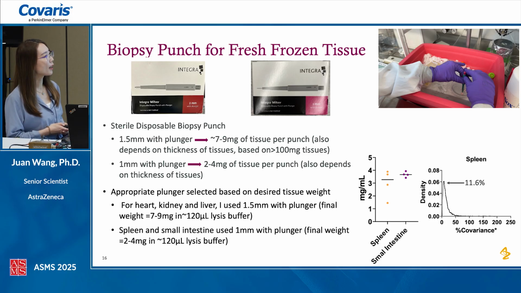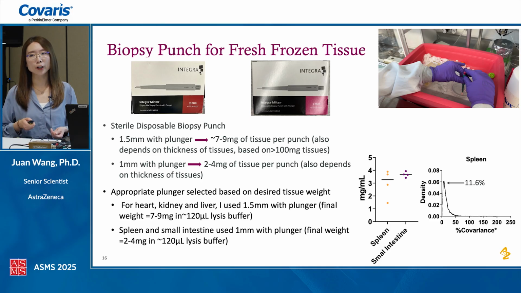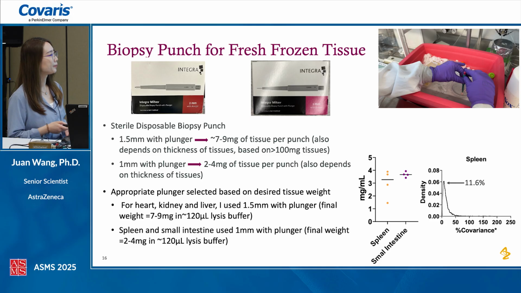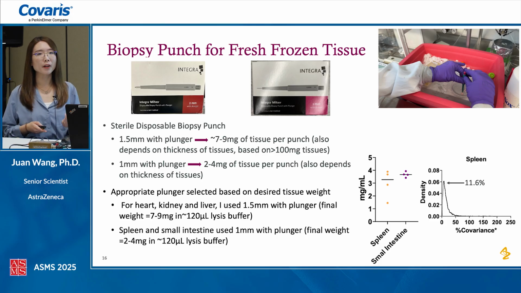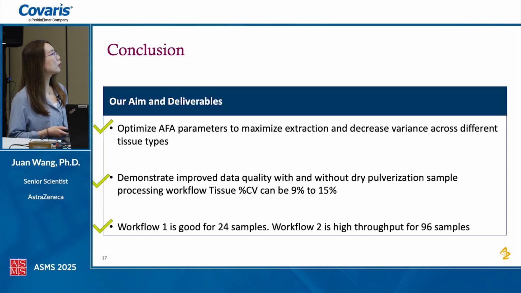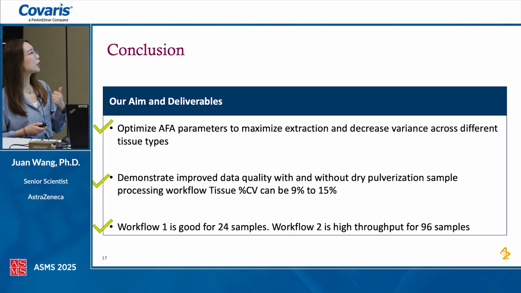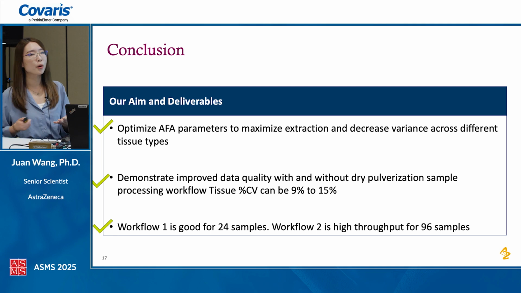And here we tested with global proteomics for the variance. The CV is also pretty good, around 10%. So based on that, both workflows gave us really good protein extraction and data quality. Here in the conclusions, we finally achieved our aims and can deliver our data to our project team.